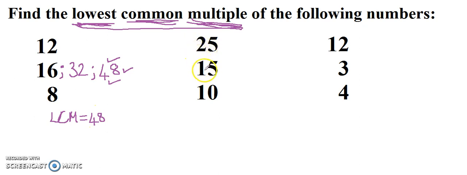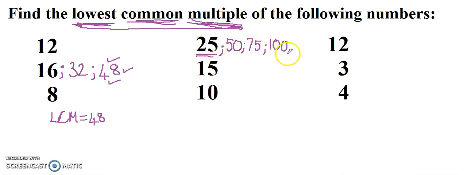Let's go to the next question. And once again, I said I like to work with the highest number there is. So let's start finding the multiples of 25. 25 times 2 is 50. But 15 won't go into 50, so it's not going to work. 25 times 3 is 75. 15 doesn't go into 75, so it's not going to work. 25 times 4 is 100. Once again, 15 is our problem.